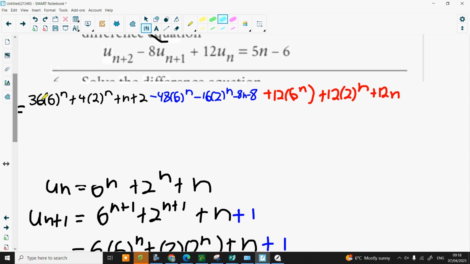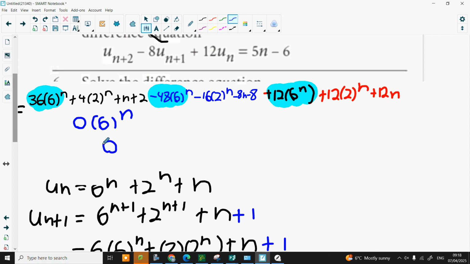Okay, let's see what happens to the 6 to the power of n's. 36 of them, minus 48 of them, plus 12 of them. What do we think? 0, 6 to the n's, which is nothing, right? Now, what are we going to think about the 2 to the power of n's? 4 of them, minus 16 of them, plus 12 of them. 0, 2 to the power of n's, gone.